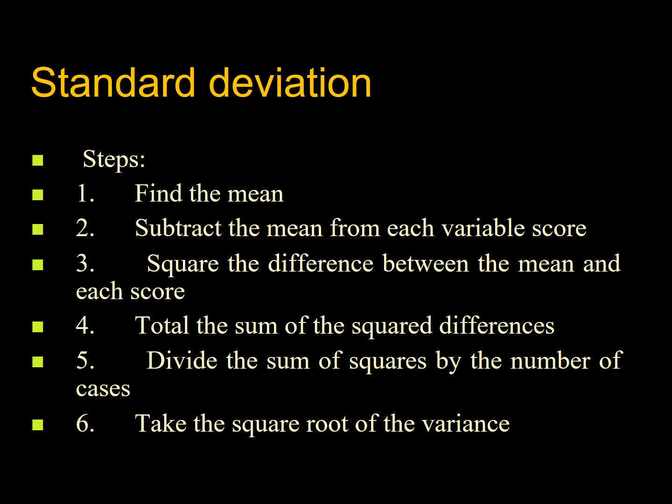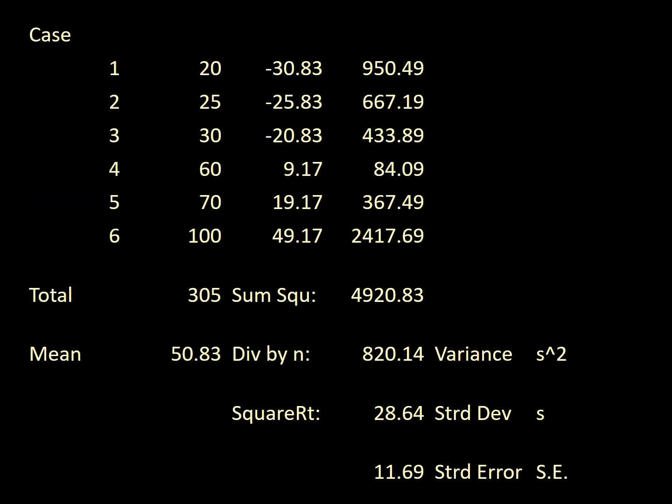And let's apply it to a case. So here we have 6 defense budgets in US billions of dollars: 20, 25, 30, 60, 70, and 100. And these are 6 cases numbered 1 to 6. So the first step is to find the mean. And we do that by summing the total defense budgets, 20, 25, 30, 60, 70, and 100, and they total to 305. We divide by the 6 cases, and that leaves us a mean of 50.83.